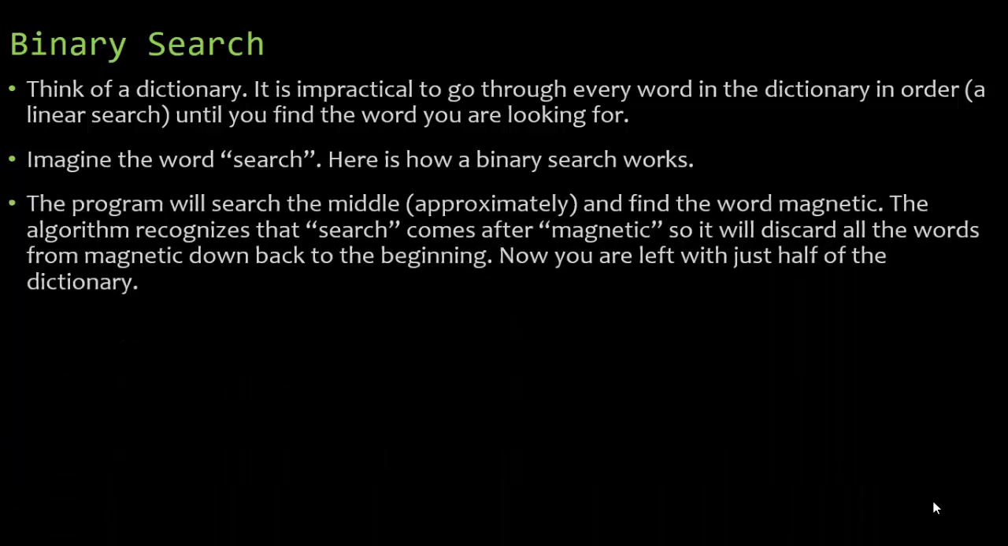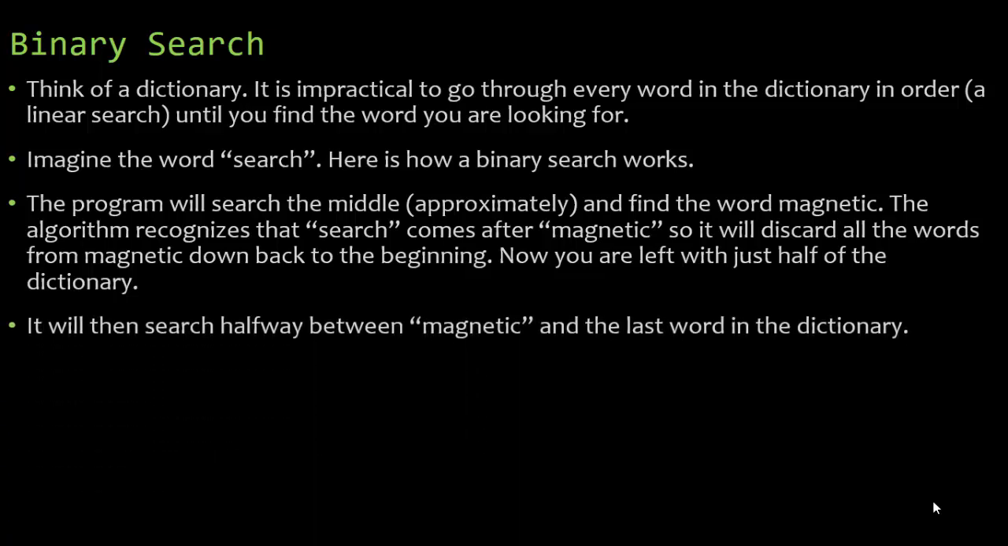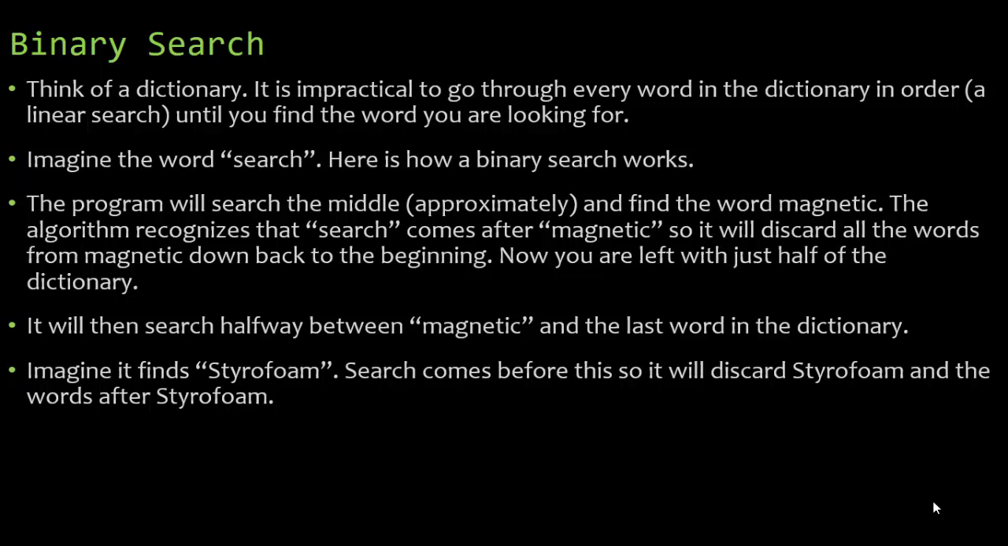The program will search approximately the middle and find the word magnetic. The algorithm recognizes that the word search comes after magnetic, so it's going to discard all the words from magnetic down back to the beginning. So all the words starting with A all the way to magnetic, we've discarded. Now you're left with just half of the dictionary to sort through. It will then search halfway between magnetic and whatever the last word in the dictionary is. Imagine it finds the word styrofoam in the middle. Search comes before styrofoam, so it will discard styrofoam and all the words after styrofoam, and then it keeps repeating the process, searching the middle.